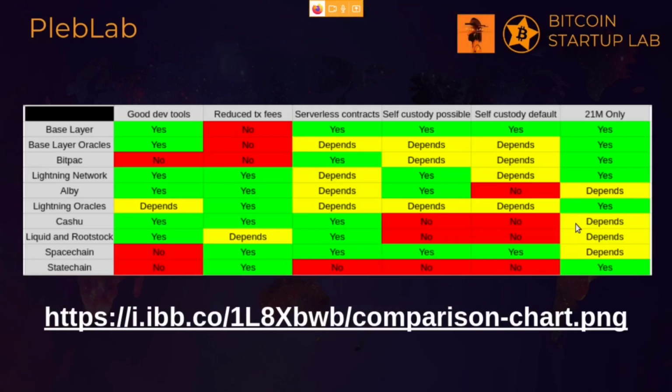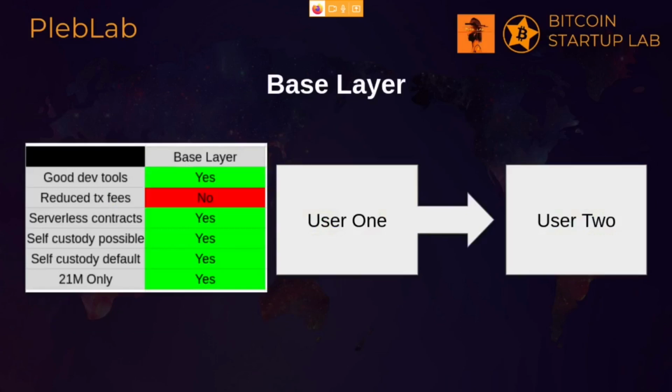So this shows at least my view on the different trade-offs of using various layer 1 and layer 2 technologies. Some of the ones I'm going to go over are on the left. This isn't all of the layer 1 and layer 2 technologies that are available for Bitcoin, but these are some of them. And along the top you can see the different categories I've created for advantages and disadvantages of each one. Actually, they're all advantages, but if you see a no or a depends, I consider that a disadvantage of using that particular technology.